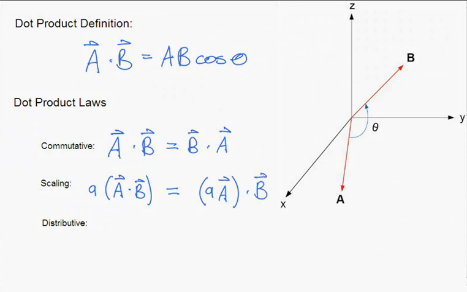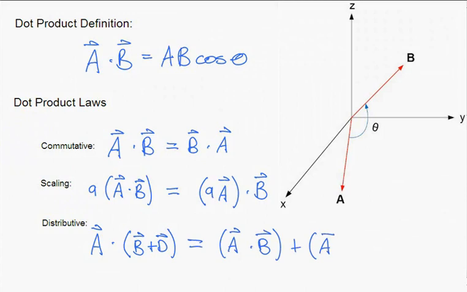The distributive law is the third law, and this states that vector A dotted with vector B plus vector D is equal to vector A dotted with vector B plus vector A dotted with vector D.